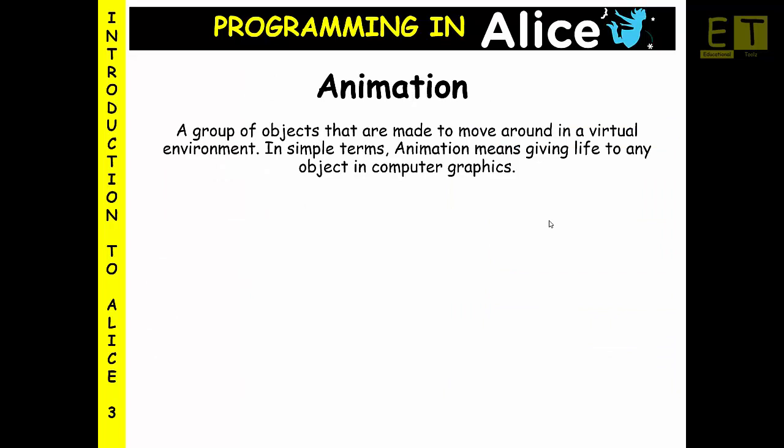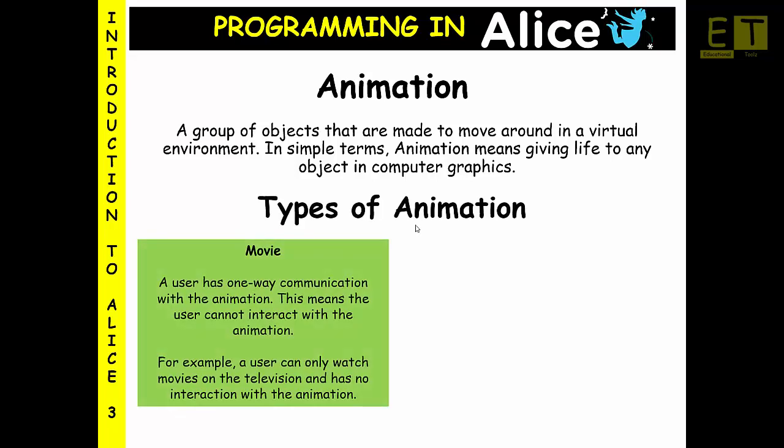Animation. Animation is basically a group of objects that are made to move around in a virtual environment. So basically, in simple terms, animation means giving life to any object in computer graphics. And they come in 2 types. The first type of animation is a movie, where the user has a one-way communication with the animation. So this means the user cannot interact with the animation.